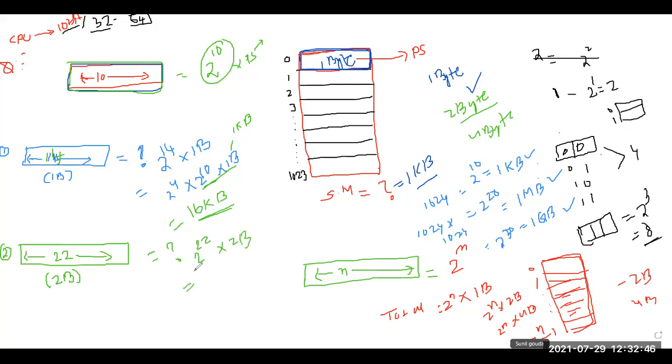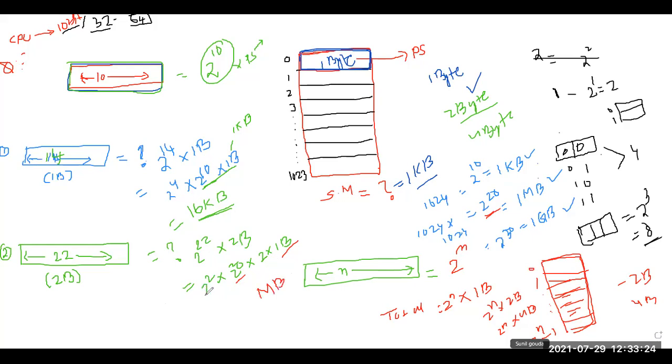So I can write this one as 2 to the power 22, and how will we write 22? 2 to the power 2 into 2 to the power 20 into 2 into 1 byte. Now I have broken it down. Now tell me, 2 to the power 20 into 1 byte, how much? It is MB. I can see 2 to the power 20, 2 to the power 20 into 1 byte will be MB. Now this is converted to MB.